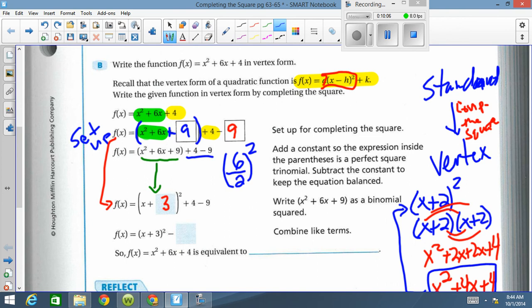Out here, I'm just going to combine my like terms. A positive 4 minus 9 is a negative 5. So we have taken a standard form function, and now we have changed it to vertex form of x plus 3 squared minus 5. Vertex form is what we've created from standard form. The key to all of this, the completing the square, is right here: the perfect square trinomial. You have to create that. That's the completing the square part. Perfect square trinomials.